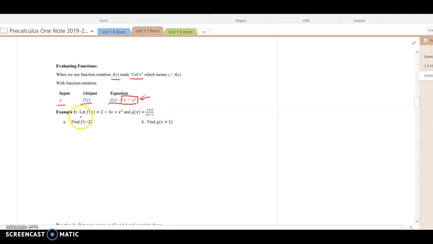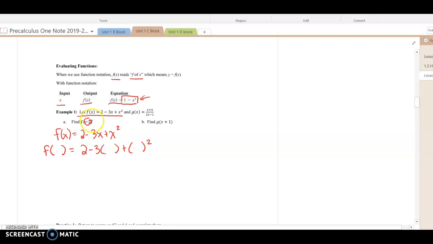Example 1. We're going to let f of x be 2 minus 3x plus x squared. This tells us the rule for f of x is 2 minus 3x plus x squared. When we're applying function notation, we treat the x as a parentheses or a something, and whatever is inside here goes in for x. So the rule for f says we do f of something, which says 2 minus 3 times something plus something squared.